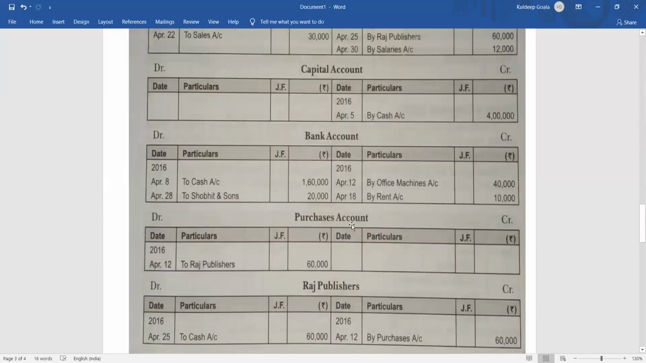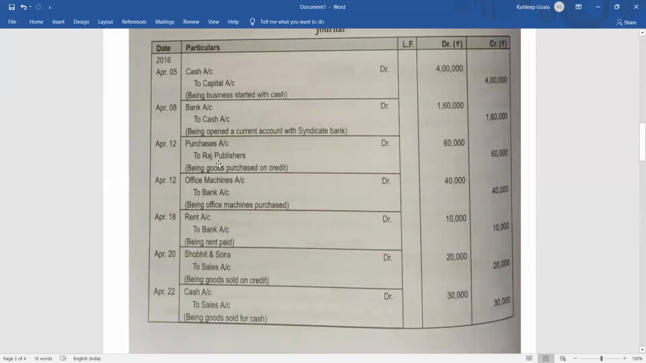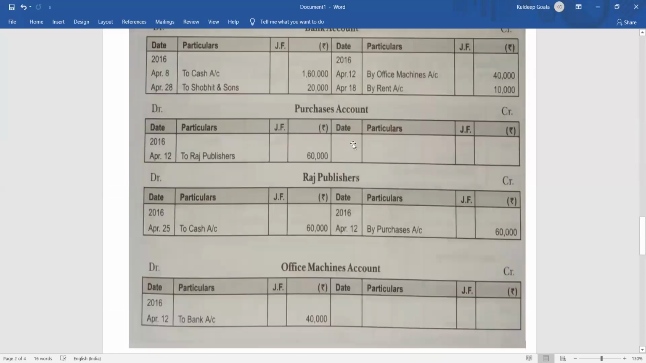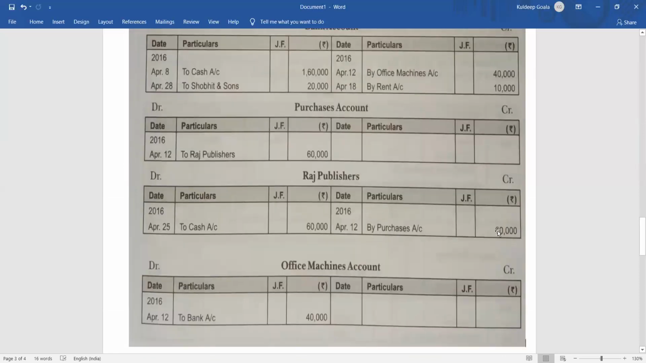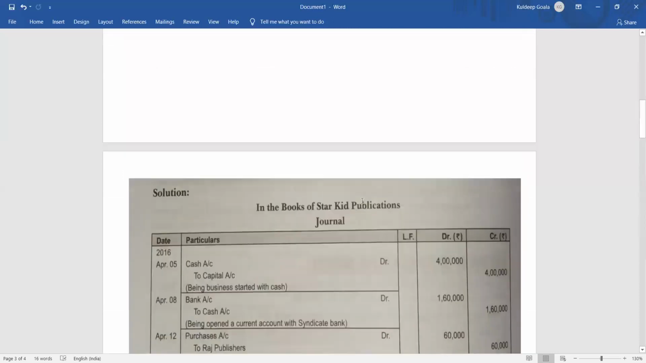You can see here. Go to the purchase account, debit side. Purchase is debit, so purchase debit side, to Raj Publisher 60,000. And what will happen with Raj Publisher? You just see the journal entry again. Raj Publisher is credited. So go in the credit side of Raj Publisher and write down by purchase 60,000, isn't it? So you see the Raj Publisher, by purchase 60,000, isn't it? Clear? Now I hope you all are understanding and enjoying it. Okay.